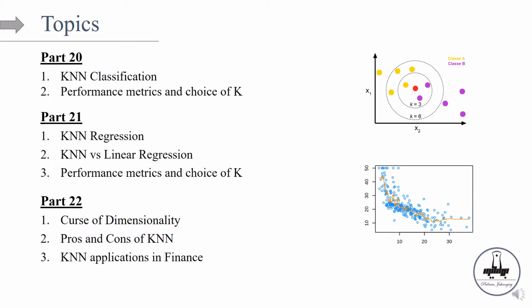In part 22, we are going to talk about the curse of dimensionality. Basically, if the dimension of the data set is high, it's going to be a problem, and specifically for KNN, it's going to be a more exaggerated problem. We will discuss the pros and cons of KNN, and we finally look into some applications of KNN in finance.